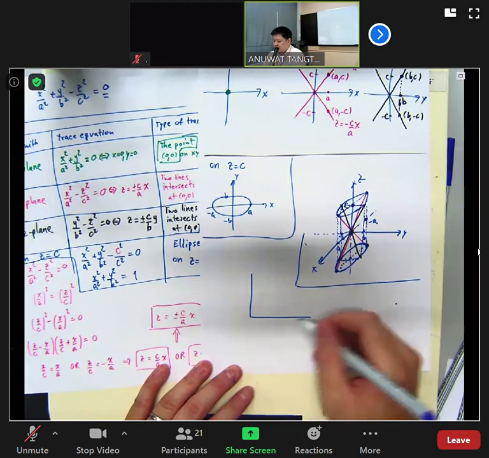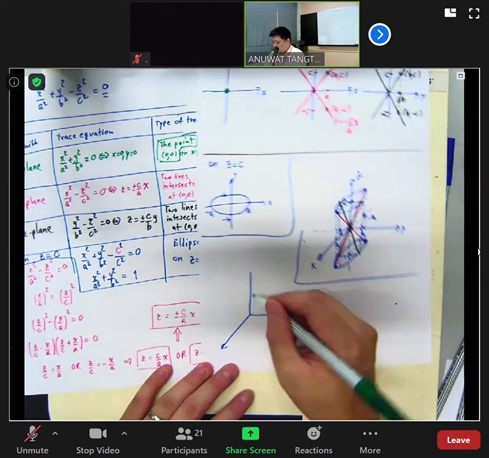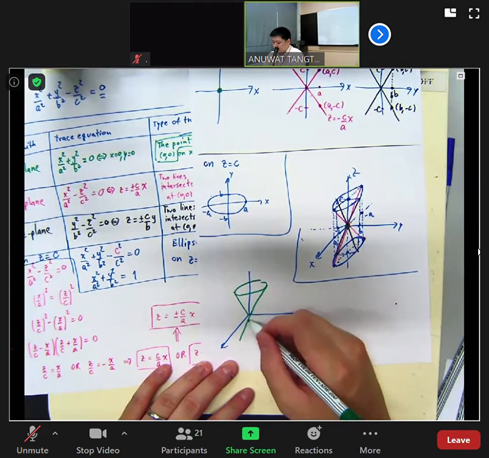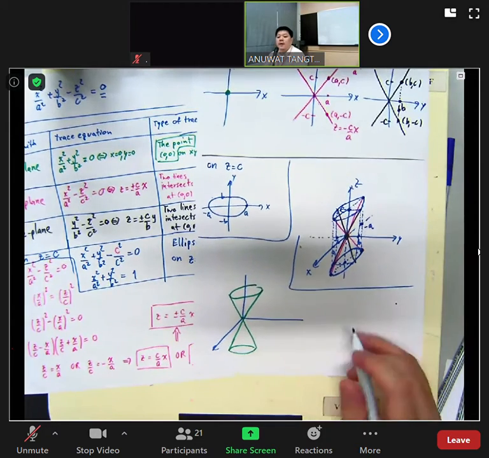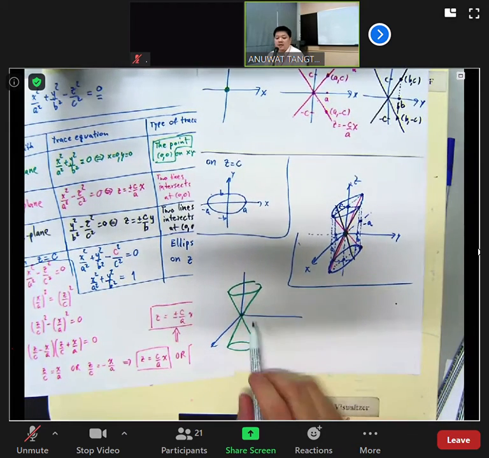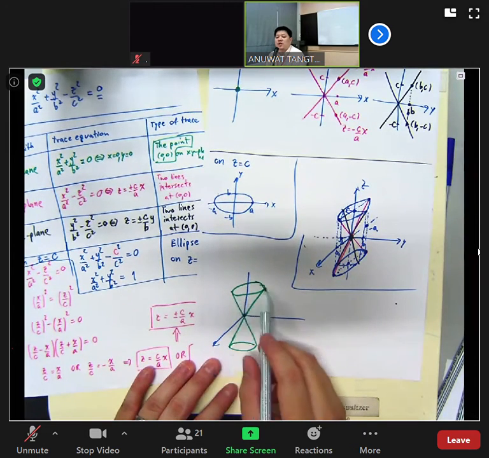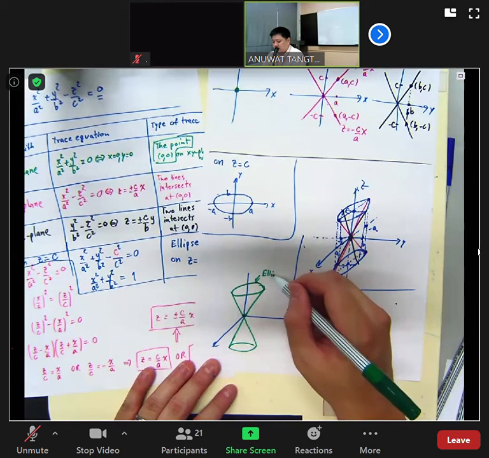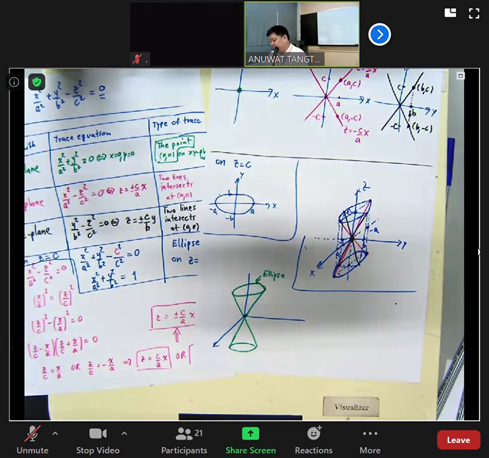So we can conclude that this is the graph of the elliptic cone. The reason that we call it an elliptic cone is because the graph would be like this. Let me draw it better here. So this is the center of the elliptic cone, and because when we cross-section it with Z equal to C, this one would be an ellipse. So that is why we call this an elliptic cone.